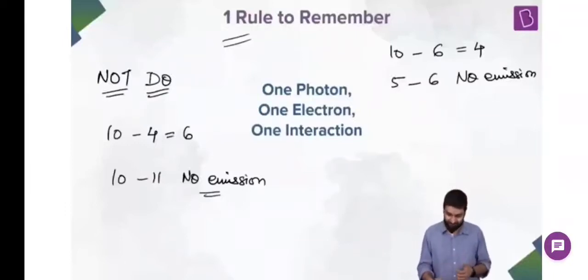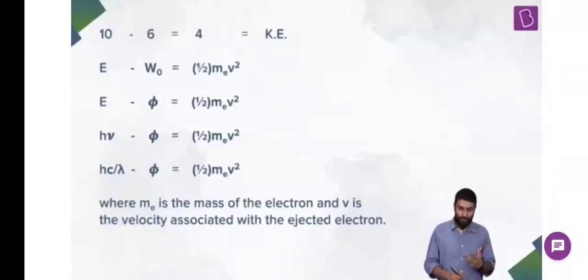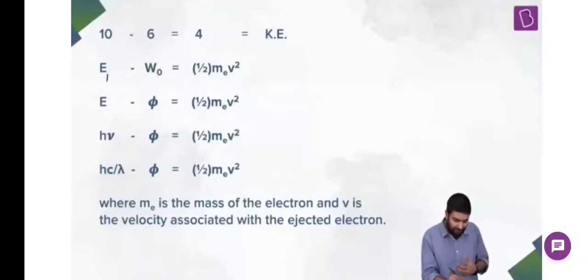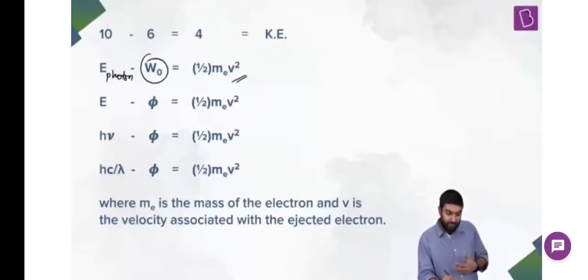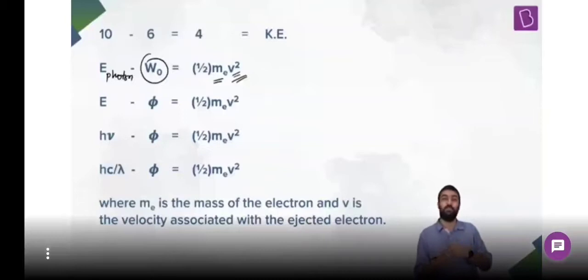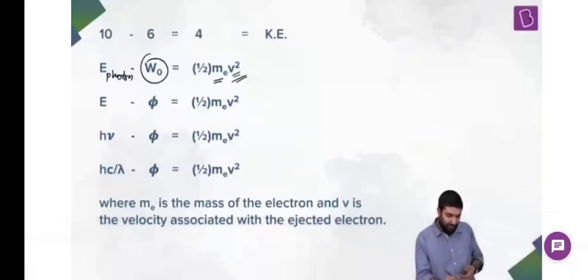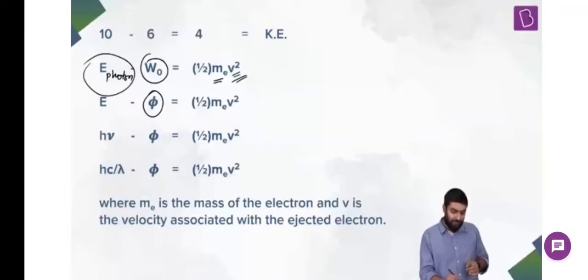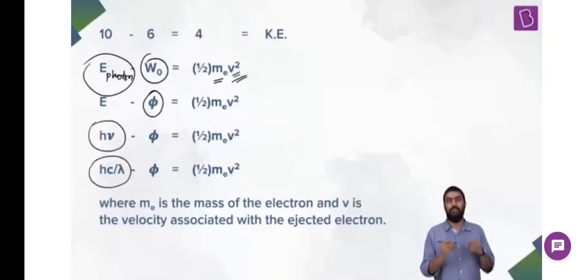Now, with this in mind, we can modify our equation. We can say that this is the energy of a single photon, this is the work function, and this is obviously the kinetic energy, where this is the mass of the electron and this is the speed of the emitted electron, the photo emitted electron. It can also be called a photoelectron. Also, we can represent the work function by phi. Also, since this is the energy of a photon, we can represent this as h nu, and we can also represent this as hc by lambda.